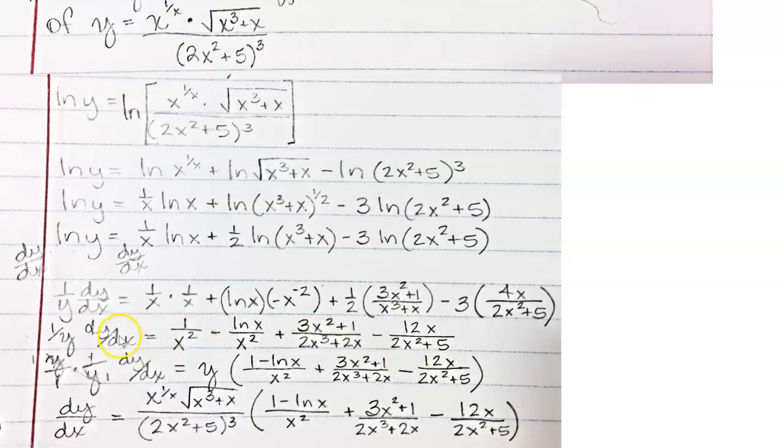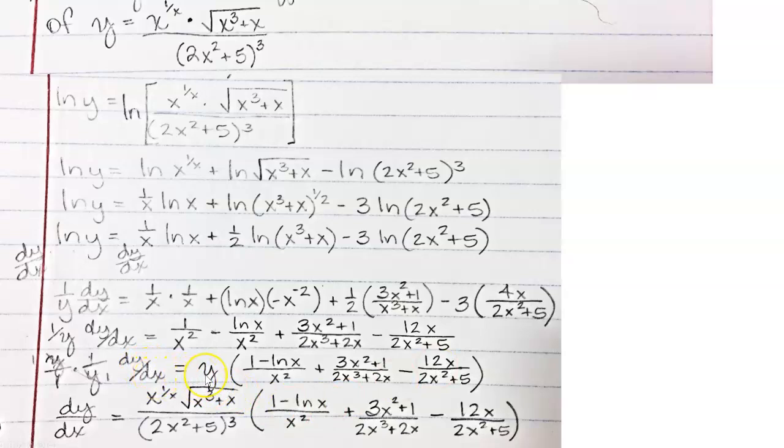I'm trying to get dy/dx by itself, and to do that I need to get rid of this 1 over y. So I'm just going to multiply both sides by y. When I do, that drops out and I'm left with just dy/dx over here, which is what I want. And then I've got y times this answer that we already had. Now this is the derivative of y in terms of x.